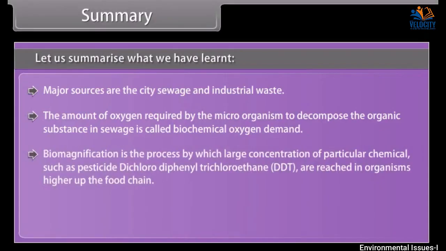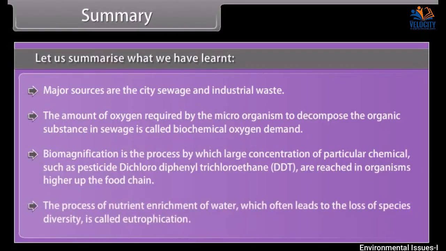Biomagnification is the process by which large concentration of particular chemical such as pesticide, dichloro-diphenyl trichloroethane DDT are reached in organisms higher up the food chain. The process of nutrient enrichment of water, which often leads to the loss of species diversity, is called eutrophication.